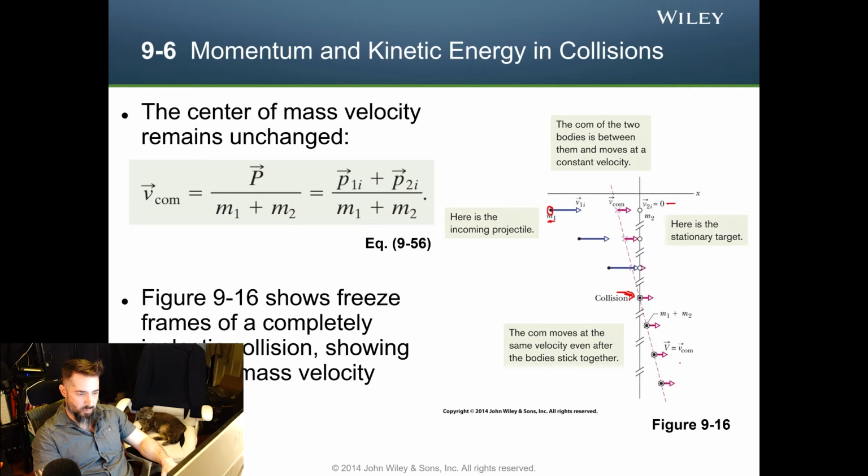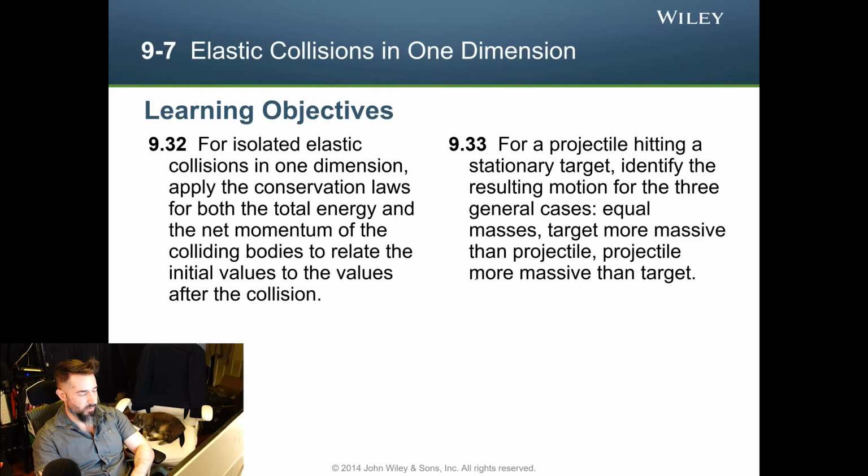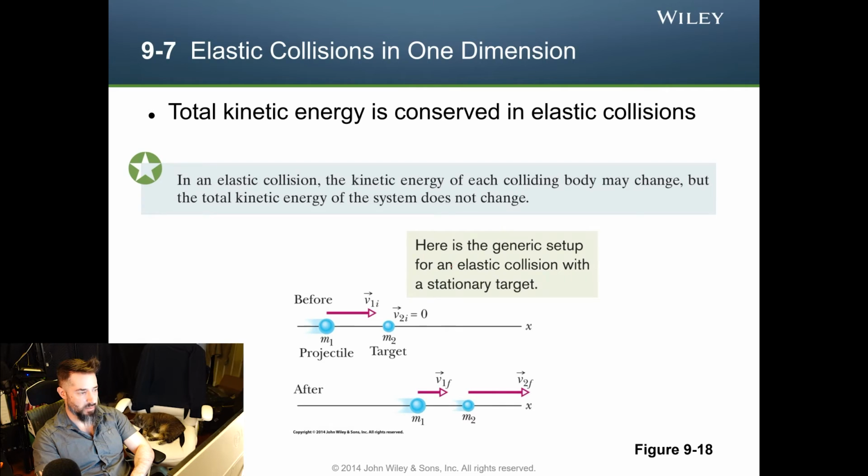Then, of course, mass 2 picks up a new velocity and moves on. And then we just have the splitting of the momentums here, and how we can figure out the center of mass for the velocity, or velocity according to center of mass. Again, now we have the elastic collisions where the total kinetic energy is conserved. The kinetic energy of each colliding body may change, meaning inside the system they may change and interact with each other, but the total kinetic energy of the system does not change.